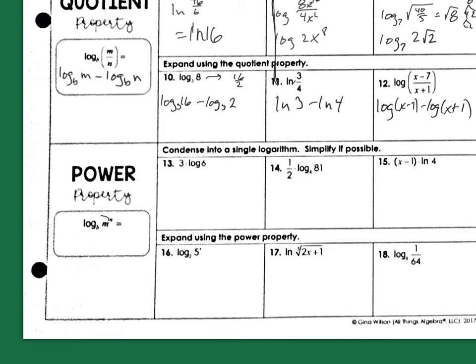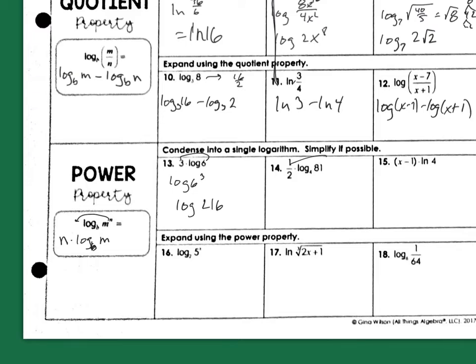Power, if you have a power, you just basically bring it out in front, turns it into multiply. So this is n, not the log of n, just a plain old n times the log base b of m. So this is just going to be, we put this back on here, the log of 6 to the third, and 6 to the third is 216.